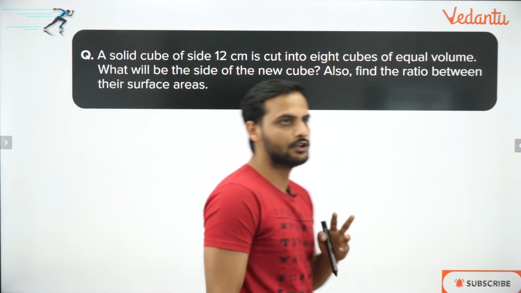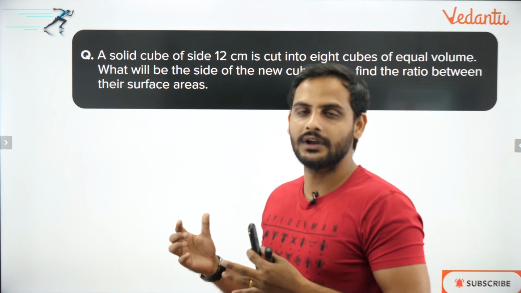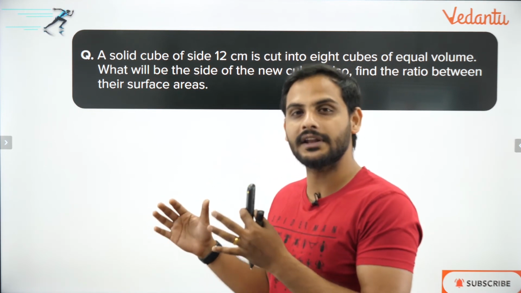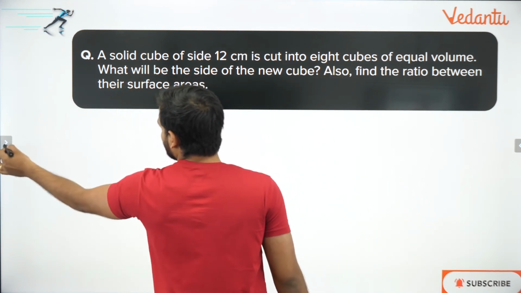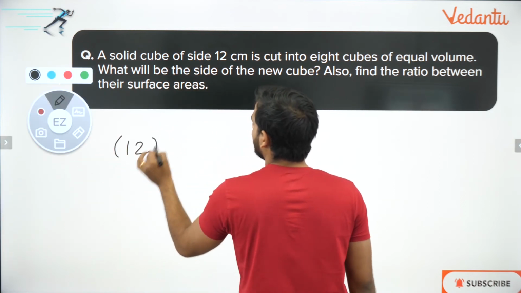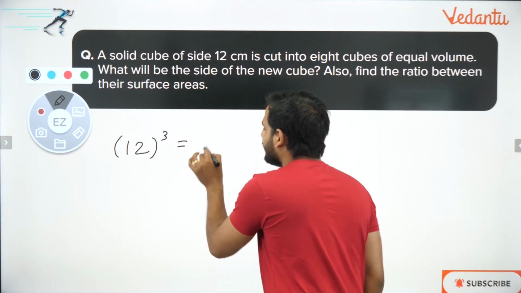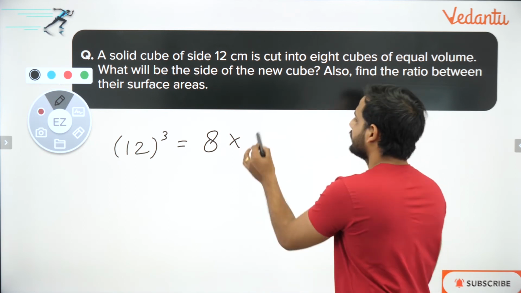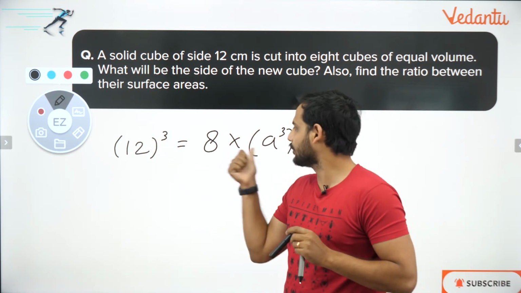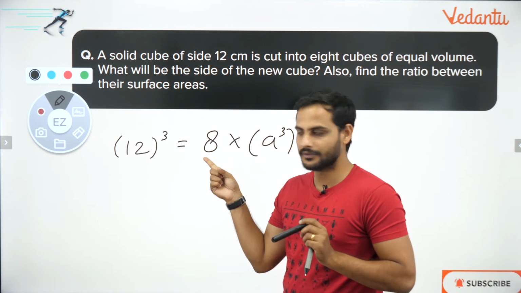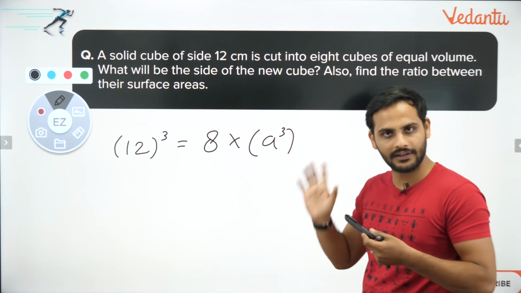Now bachcho, see here, again you know that from a solid cube you are making smaller shapes. So from a larger shape, if you are making smaller shapes, what I have told you: volume of the larger one is equal to volume of the smaller one into n. So volume of this larger cube will be what? 12 cube. I will say 12 cube is equal to the number of the smaller cubes into the volume of each. It is cut into 8 cubes, so here n is given as 8. What is the side? I don't know, but I know this relation: volume of the larger one is equal to volume of the smaller one into the number of cubes. The smaller cube's side is not given, so we are saying a.